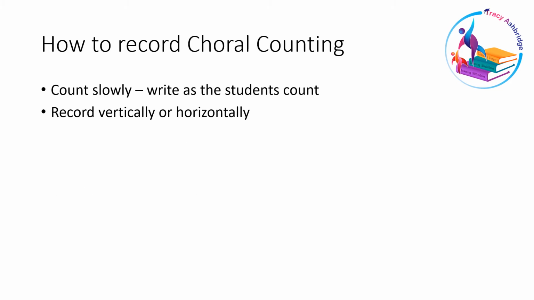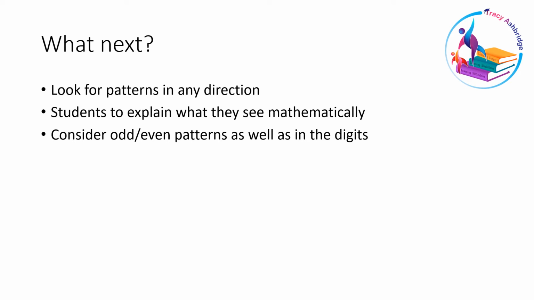So let's have a look. As I said, count slowly, write as the students count, and then you can choose to record vertically or horizontally. Look for patterns, and they can be in any direction: up, down, side to side. It could be patterns in the ones, patterns in the tens, patterns in the hundreds. Think about odd and even patterns in the digits as well, and get them to explain mathematically what they see. They might say, "Oh, all the numbers in the tens are a 5."